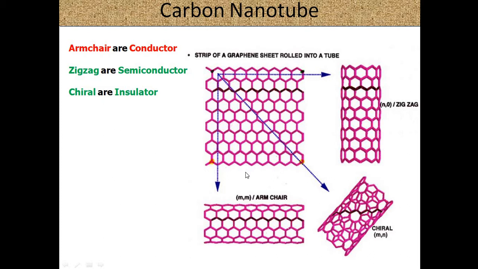So the other is, if we roll this graphene sheet in this direction, then there is formation of an armchair structure.